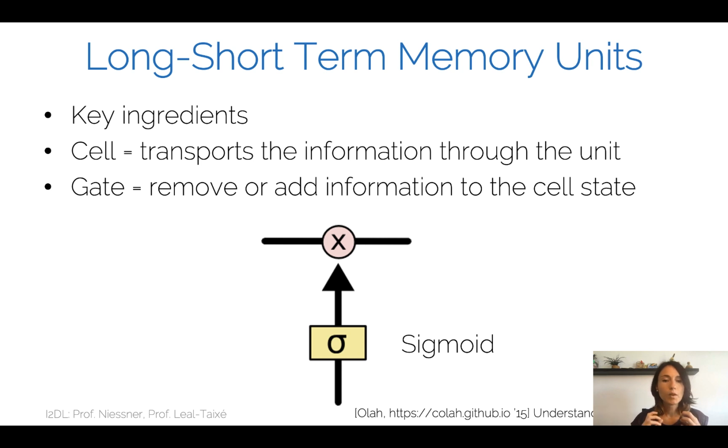Now, we're going to have the concept of gates, and gates are going to remove or add information to the cell state. We're going to have these sigmoids that represent the gates, and remember that the sigmoid has output between 0 and 1. And so this is what we're going to do to the cell state. We're either going to multiply it by a 0, erasing all the information, or multiplying by a 1, keeping all the information.